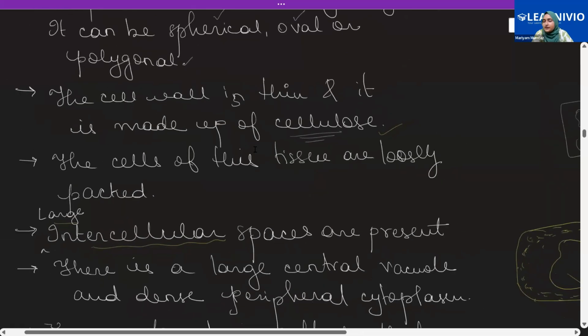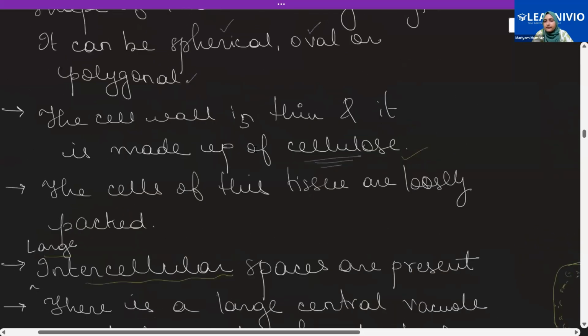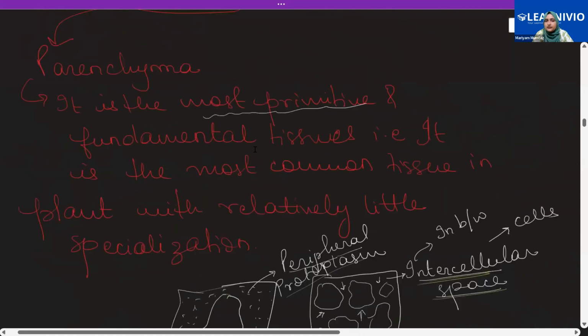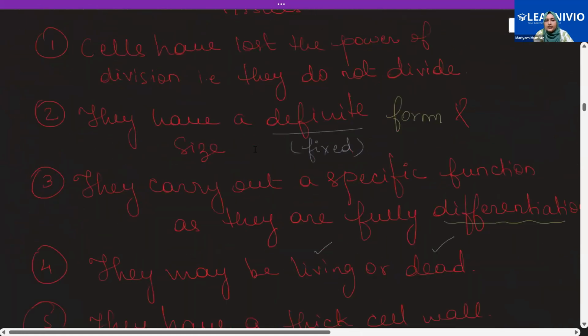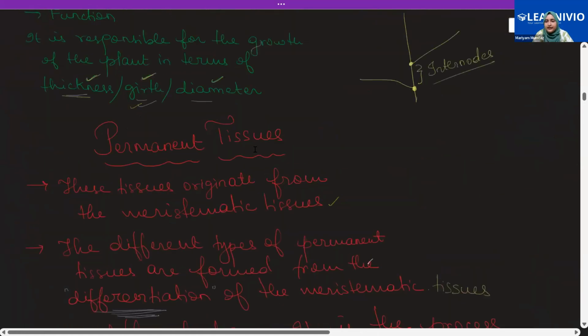Any doubts up until now, students? Anything you want to ask? Okay, now you note down, then we'll move forward.